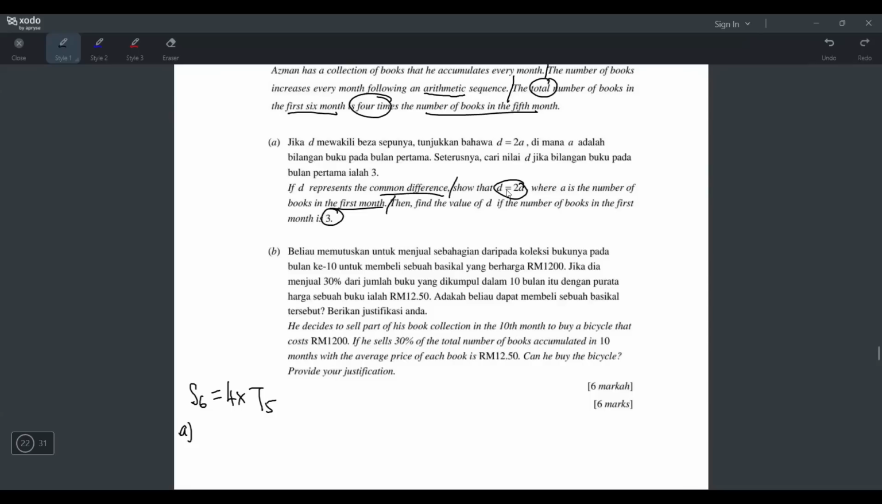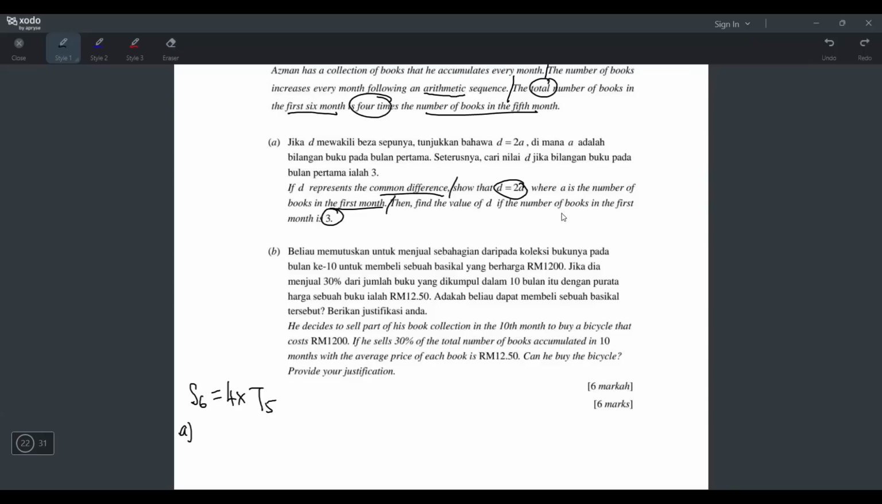Okay, if D equals 2A, and they say the number of books in the first month is 3, I can just do 2 times 3, right? Just 6, so D is 6. I already know the answer, right? So weird, this question.